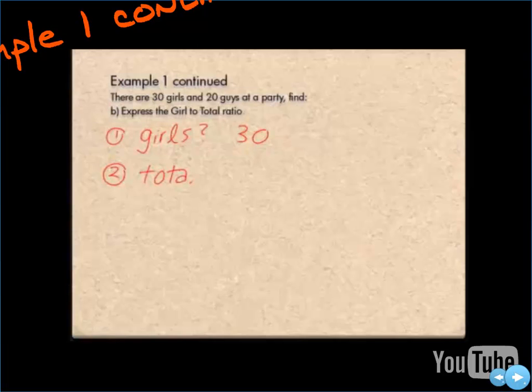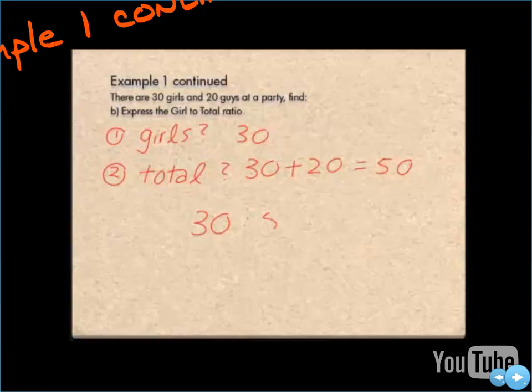Step 2. What about the total number of people? The total number of people at this party would just be the 30 girls and the 20 guys. So 30 plus 20 gives us a total of 50 people. Now the ratio is the easy part. The girl to total ratio would just be 30 to 50. Simplifying it, I get 3 to 5.